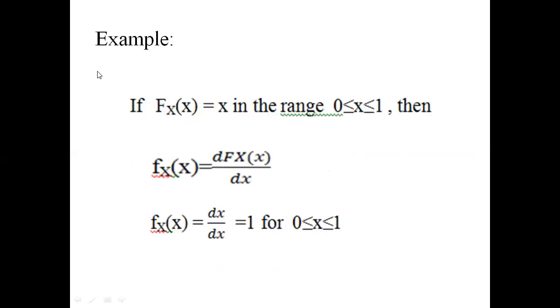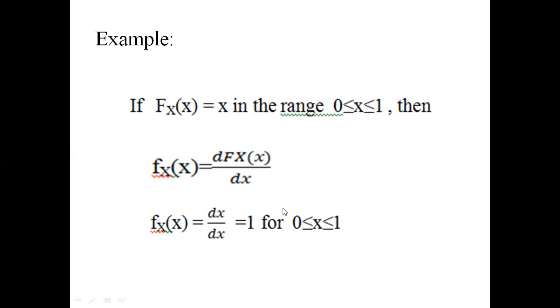Here we take one example. Capital F_X(x), that means the distribution function, is equal to x in the range 0 ≤ x ≤ 1. For this we calculate the density function. The distribution function is given as x, and the range is given as 0 to 1.